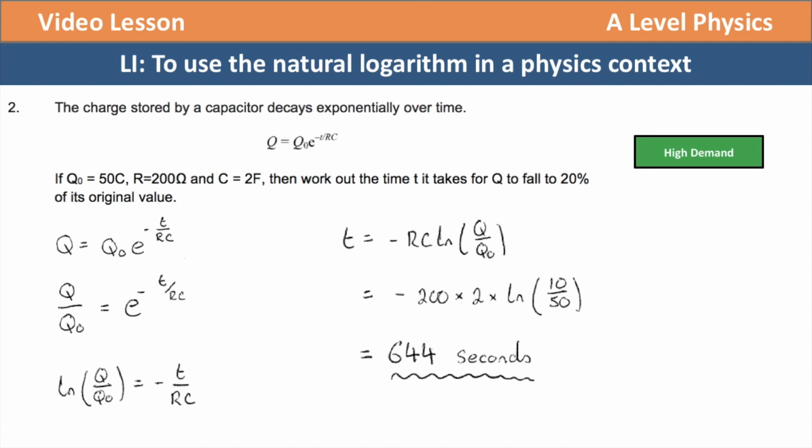But if we are falling to 20% of our original value, then the value of Q over Q0 has got to be equal to 0.2. So you could use, for example, 10 and 50 as I have done there, and the answer will come out as 644 seconds.